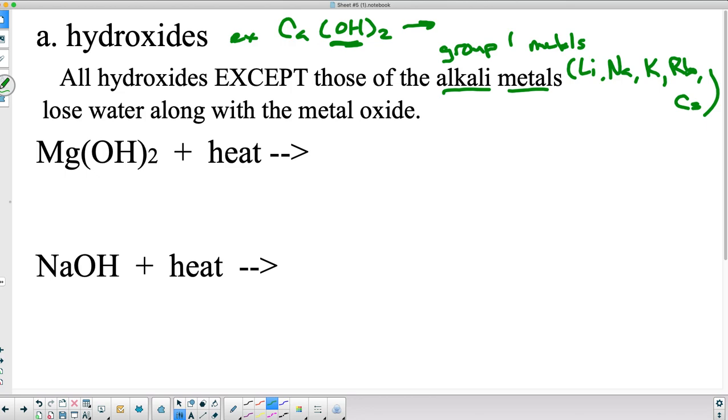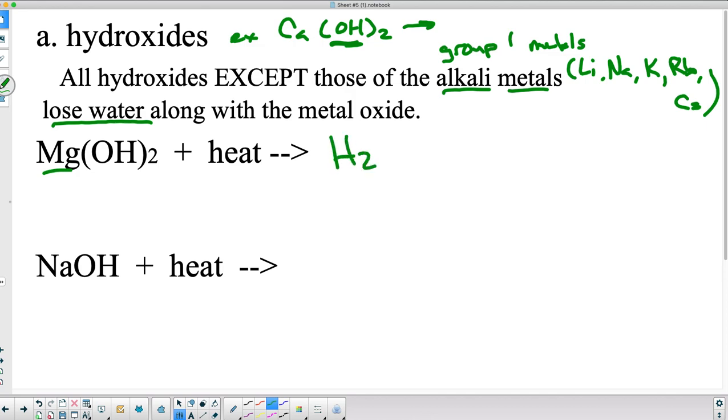So group 1 metals: lithium, sodium, potassium, rubidium, and cesium. That's, of course, referring to group 1 from the periodic table. So magnesium is not a group 1 metal. Okay, so we can continue to say that it loses water. Now here's what that means.